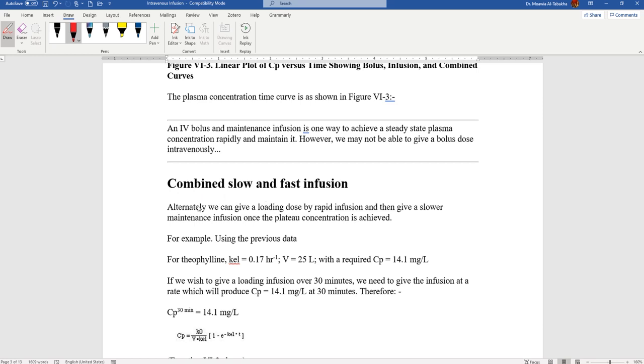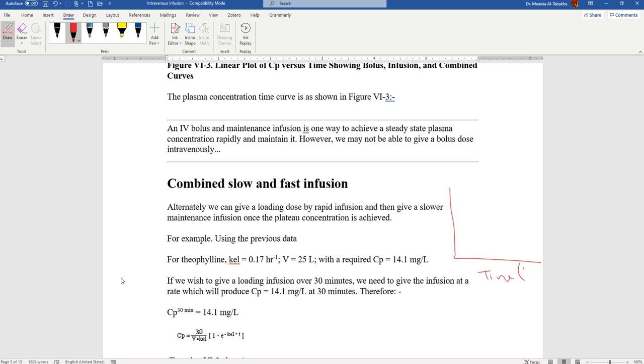Now, the other approach. What is the second approach? It is the combined slow and fast infusion. So, okay, I want you to look at the following. We have time.